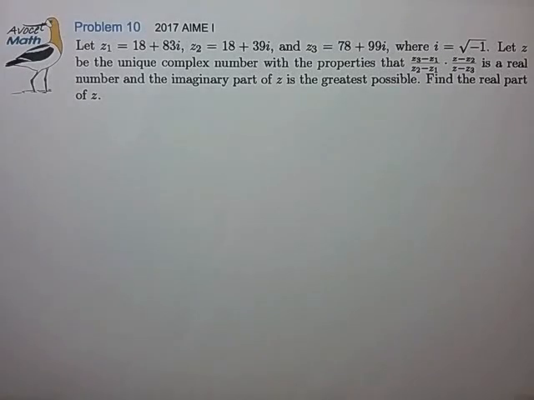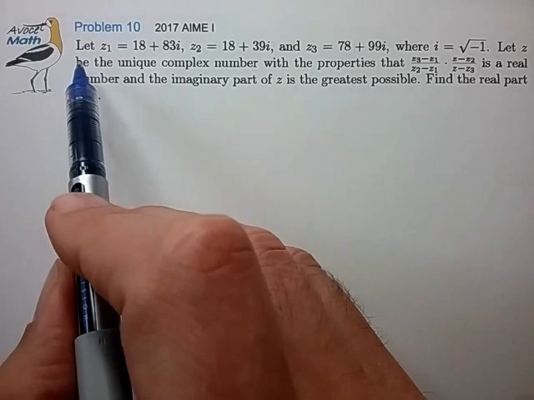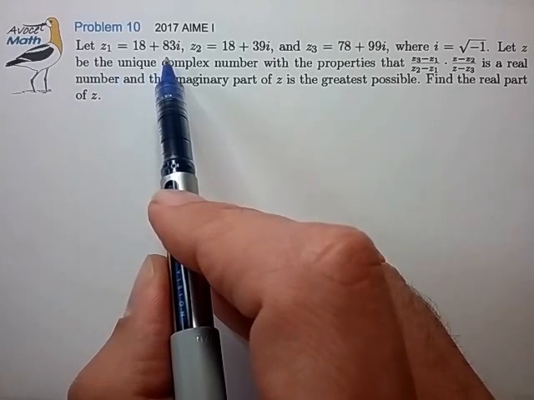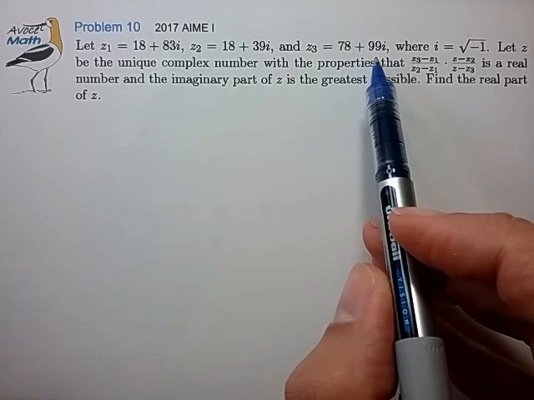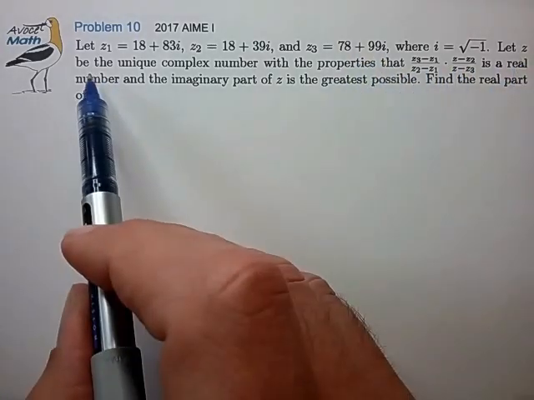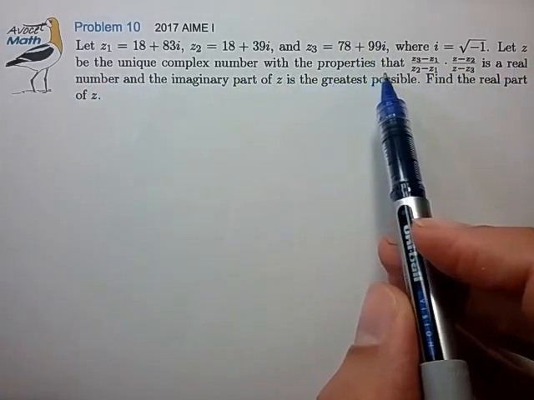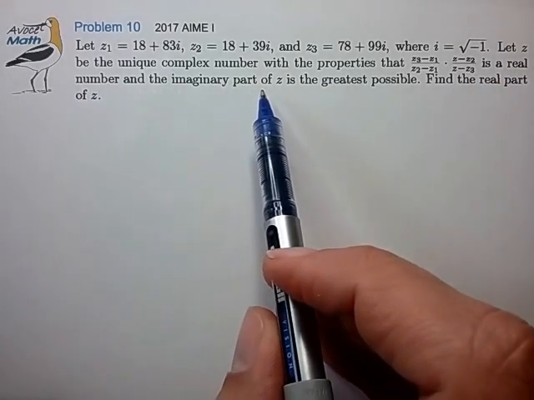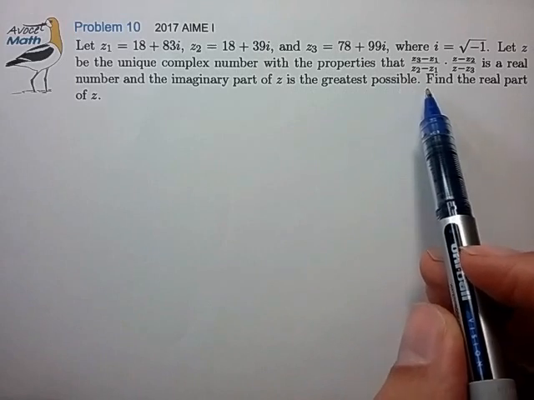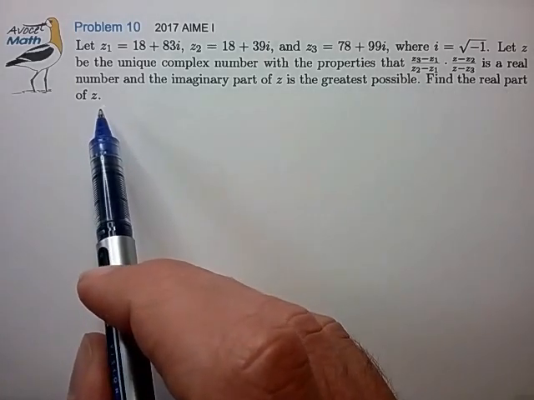Hi, this is problem 10 from the 2017 AIME. Let Z1 equal 18 plus 83i, Z2 equal 18 plus 39i, Z3 equal 78 plus 99i. Let Z be the unique complex number with the properties that this product is a real number and the imaginary part of Z is the greatest possible. Find the real part of Z.